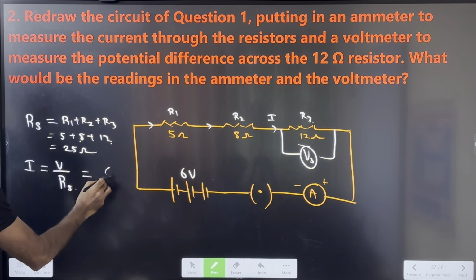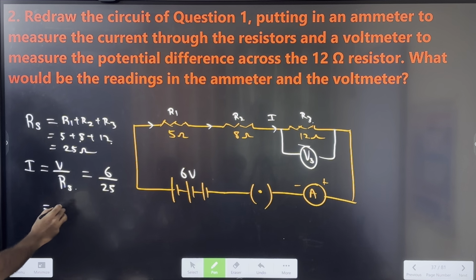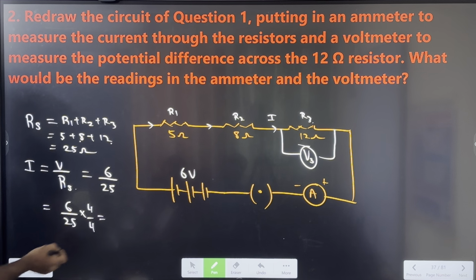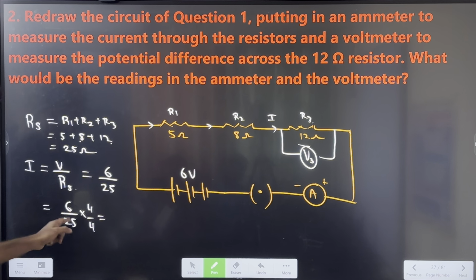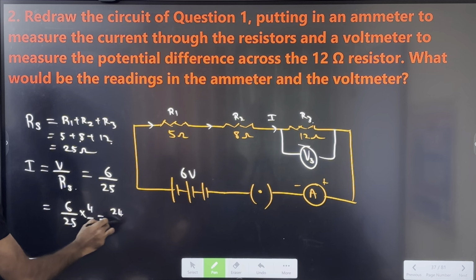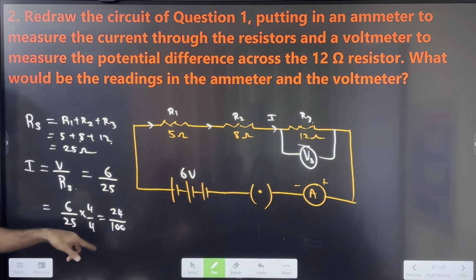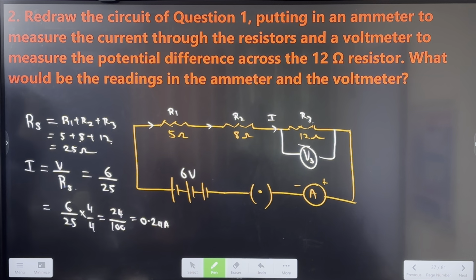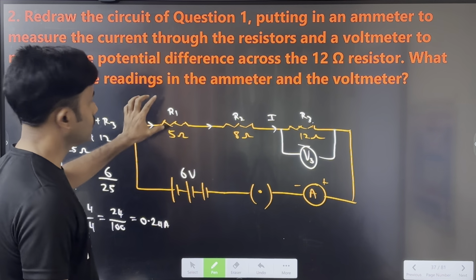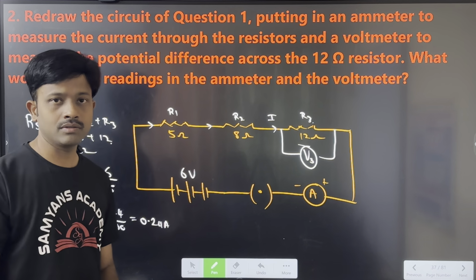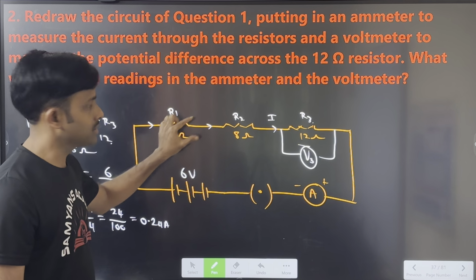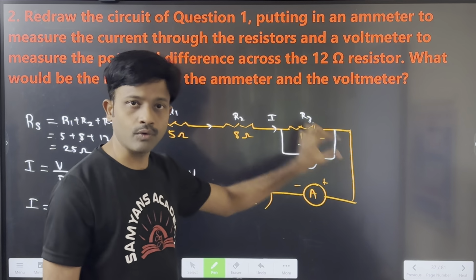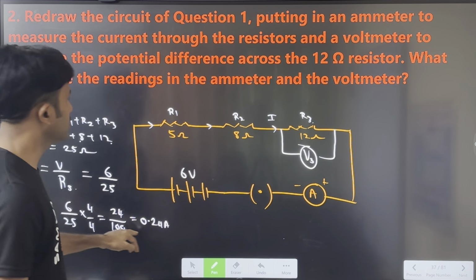What is the voltage? 6 by 25. How do you find this? Multiply 6 by 25 with 4 by 4 to make the denominator 100. So 6 times 4 is 24 over 100, which we can write as 0.24 ampere. This is the current value which flows through this circuit. Remember, in series the current value is the same. So the current through the 5 ohm resistor, the 8 ohm resistor and the 12 ohm resistor is the same, 0.24 ampere.